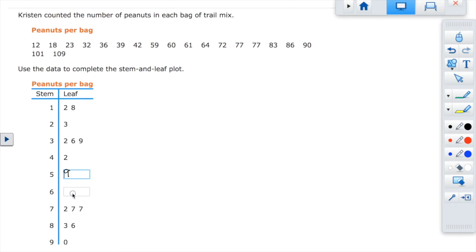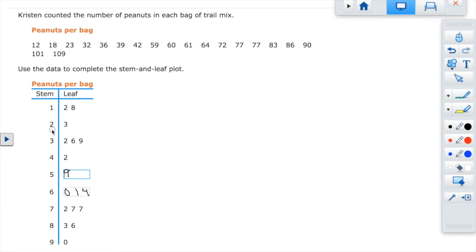The next set is 60s, so we have 60, 61, and 64. I don't have to write the 60 multiple times. I just have to write the number in its ones. So as you type these in, you want to type in 0, hit a space, type in a 1, hit another space, and then type in a 4. So this represents 60, 61, and 64.